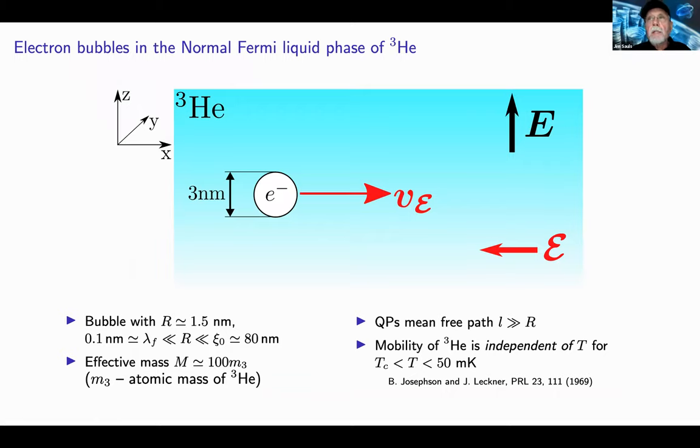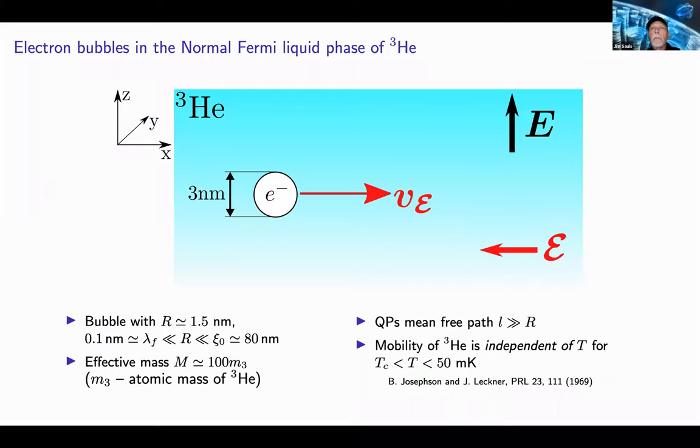Electrons in helium have been studied for many decades, but it's a beautiful system in which if you apply an electric field, the vertical field that I've shown here in black, you can push the electron into the helium. It takes about a volt to do so. And the very light mass of the electron, that zero point motion, blows a hole in the helium and forms a bubble. The bubble has a diameter of about three nanometers, but it displaces more than 100 atoms. And so what you get is a self-trapped polaron of charge e with a mass of about 100 helium-3 masses.